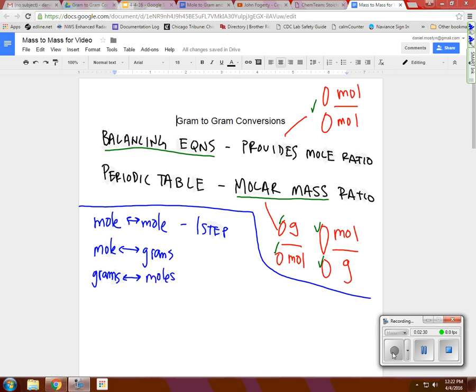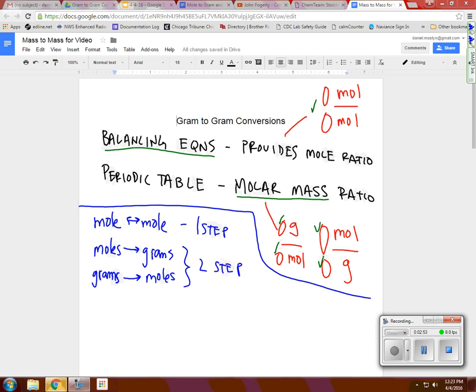Actually, I should probably draw this. This one's like this. Oops. Well, there we go. So these bad boys are two-step problems, and they're similar to the ones that we just worked on, the ones that were on the previous assignment.